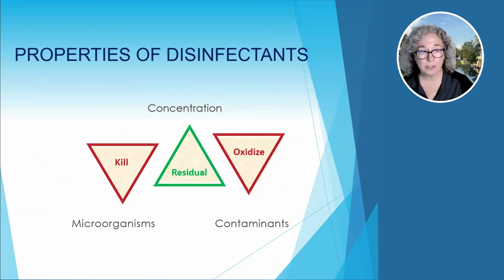So we go back to the properties of a disinfectant. Why is the chlorine there? The chlorine is there to kill the microorganisms, oxidize the contaminants, and leave a residual. In the next couple slides, we're going to go over how we can help you fix all that, or at least help your chlorine work as effectively as it was made to.